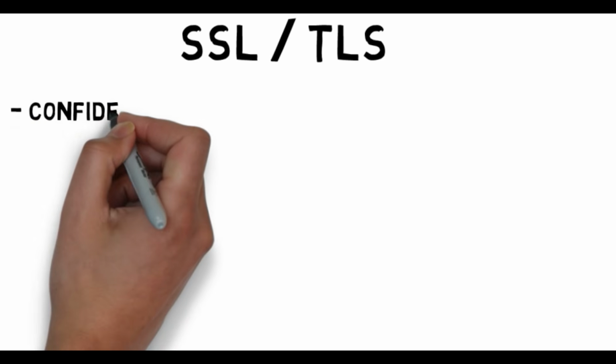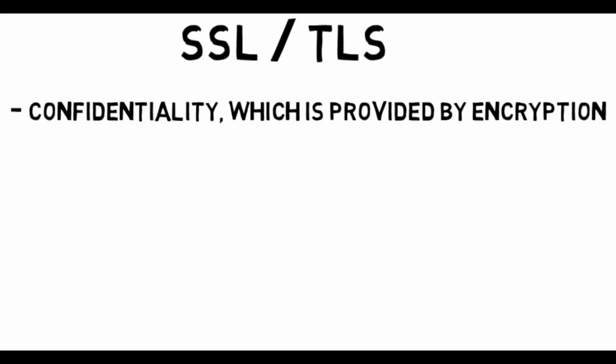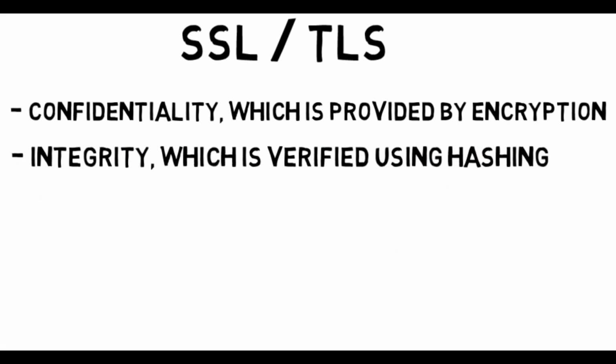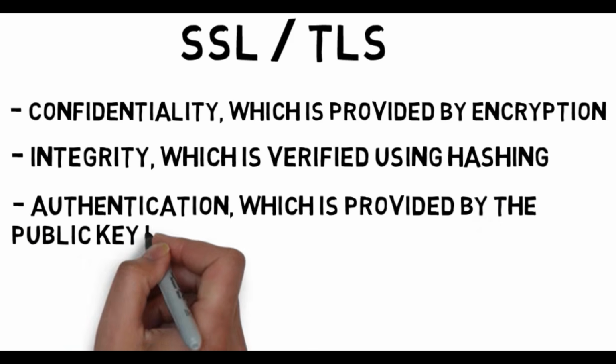And that's how the SSL/TLS protocol provides confidentiality. It uses both encryption types for data protection. As we mentioned at the beginning, there are 3 checks for SSL/TLS: confidentiality, which is provided by encryption; integrity, which is verified using hashing algorithms; and authentication, which is provided by the PKI, the public key infrastructure.